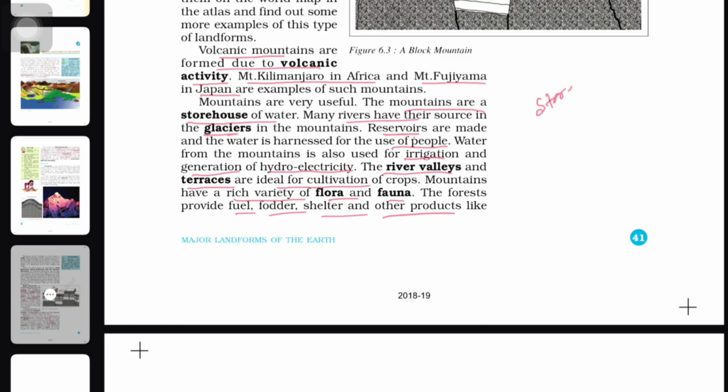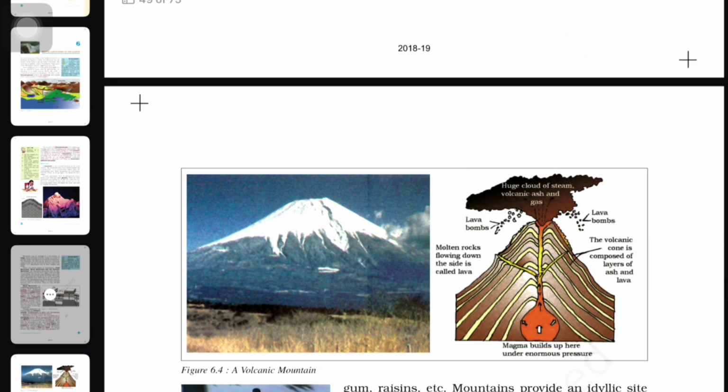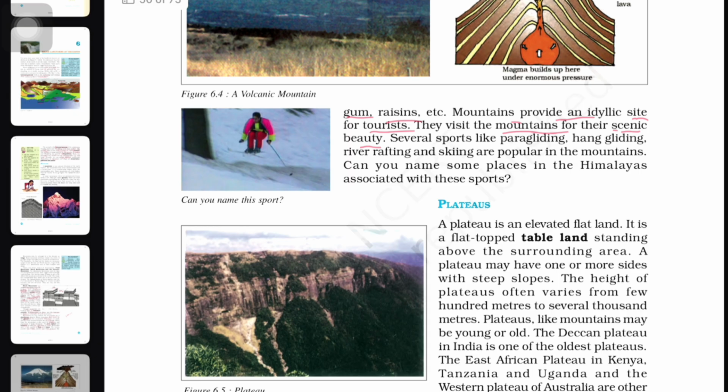So mountains are basically the storehouse of water, which is essential for the consumption of the normal people. Also, this water which flows in the river is useful for irrigation, the hydroelectricity generation, etc. And then comes the large variety of flora and fauna found in mountainous regions, which are essential for survival of a human being. And forests provide products like fuel, fodder, shelter, and other products like gum, resin, etc. And also mountains are very useful for tourist purposes, and it also gives rise to tourism, which helps in the growth of the economy of a country.